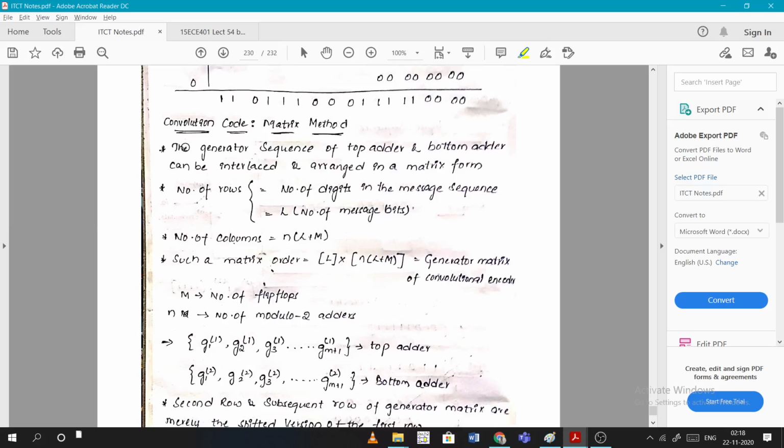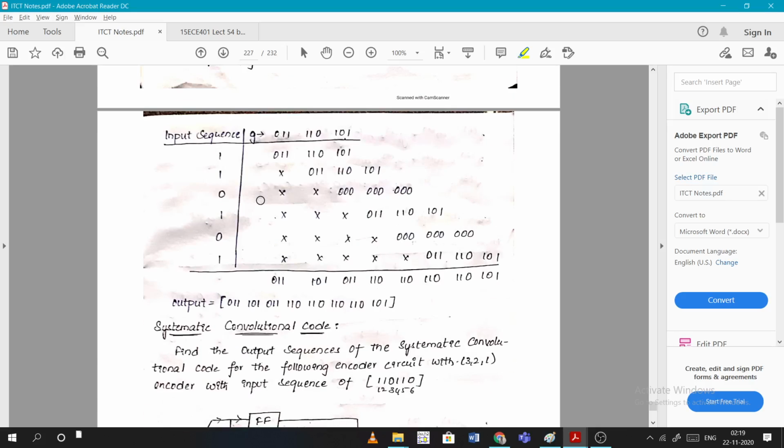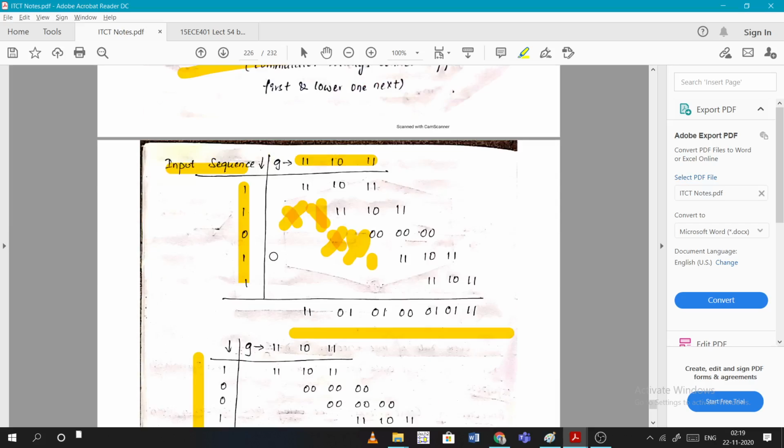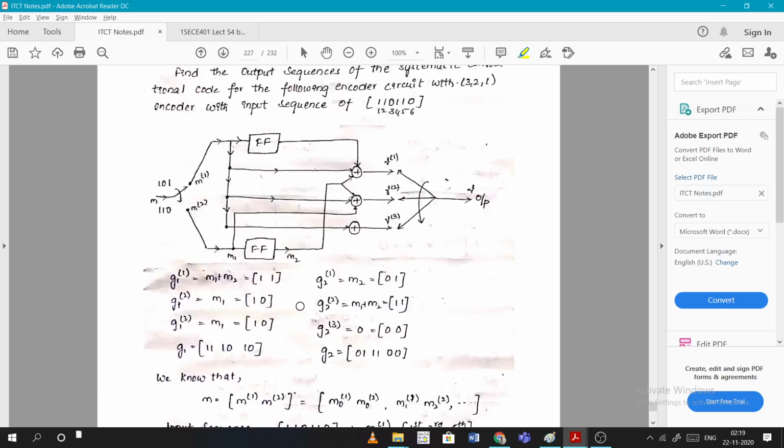Now coming to another method of convolution coding, the matrix method. In the matrix method, the generator sequences of the top adder and bottom adder can be interleaved and interlaced and arranged in a matrix form. Basically this is the same. Here we already found the G matrix. This matrix can be written as 1 1 1, 1 0 1. This is the G matrix. That's what we will do here also.